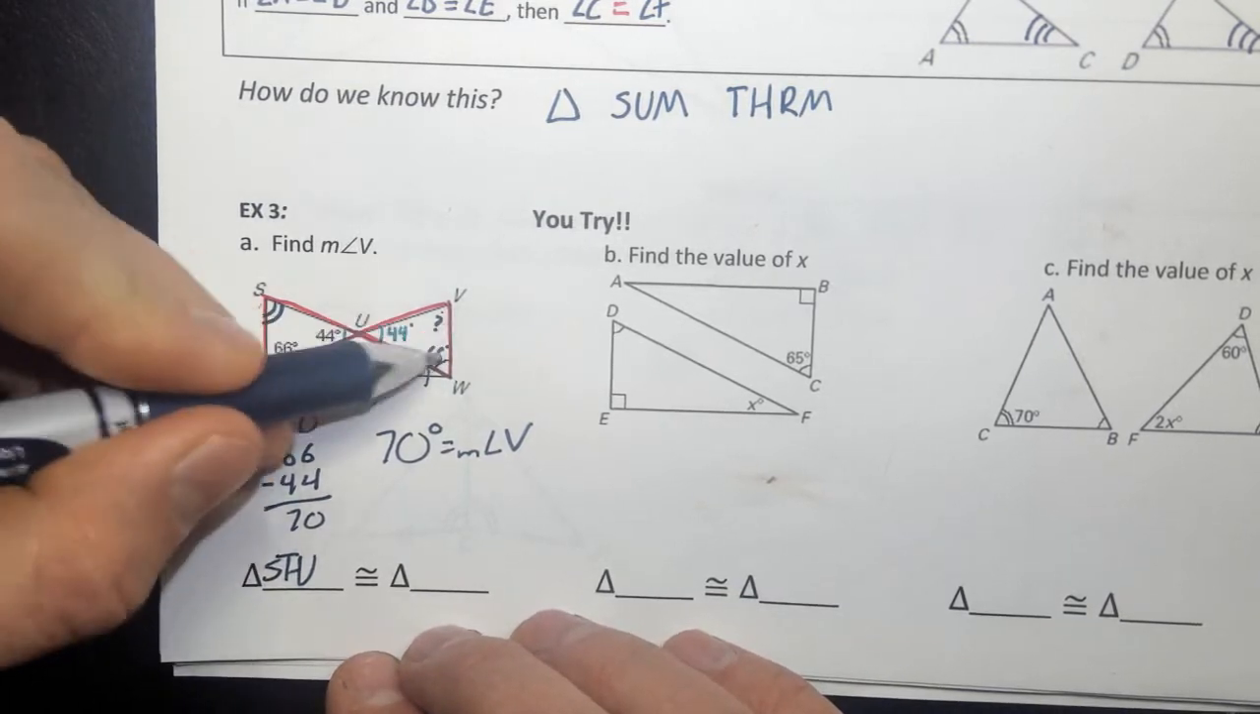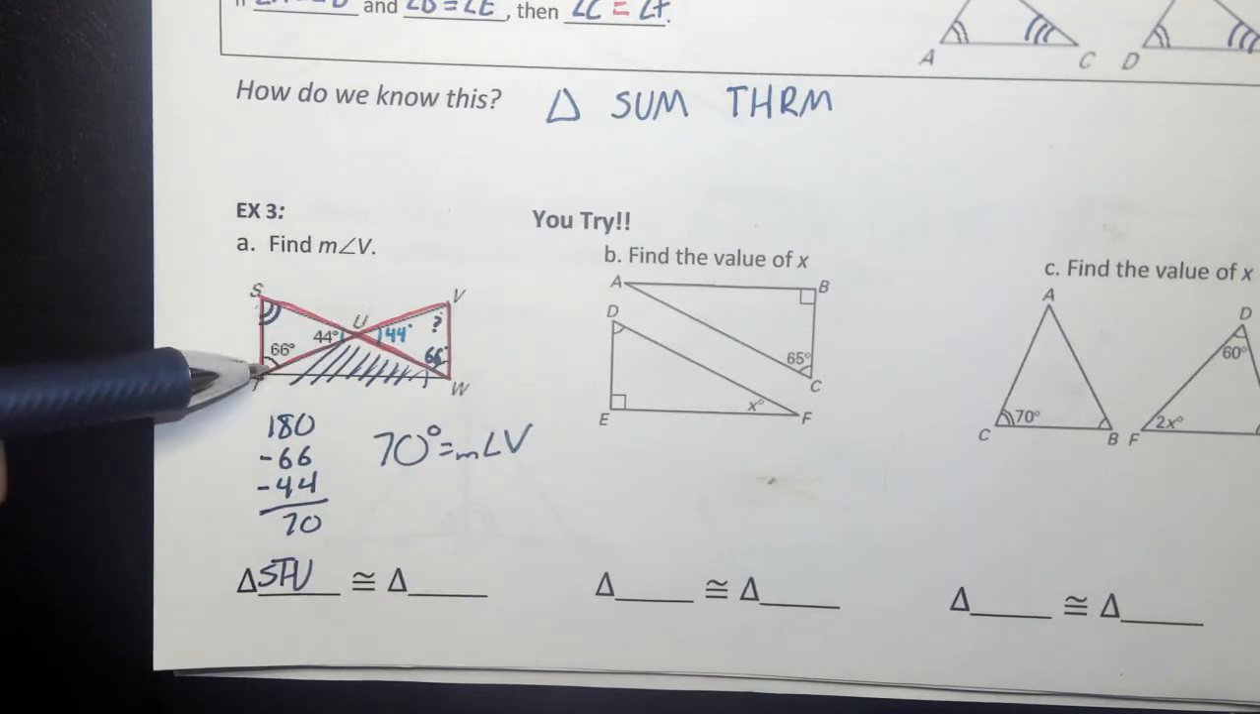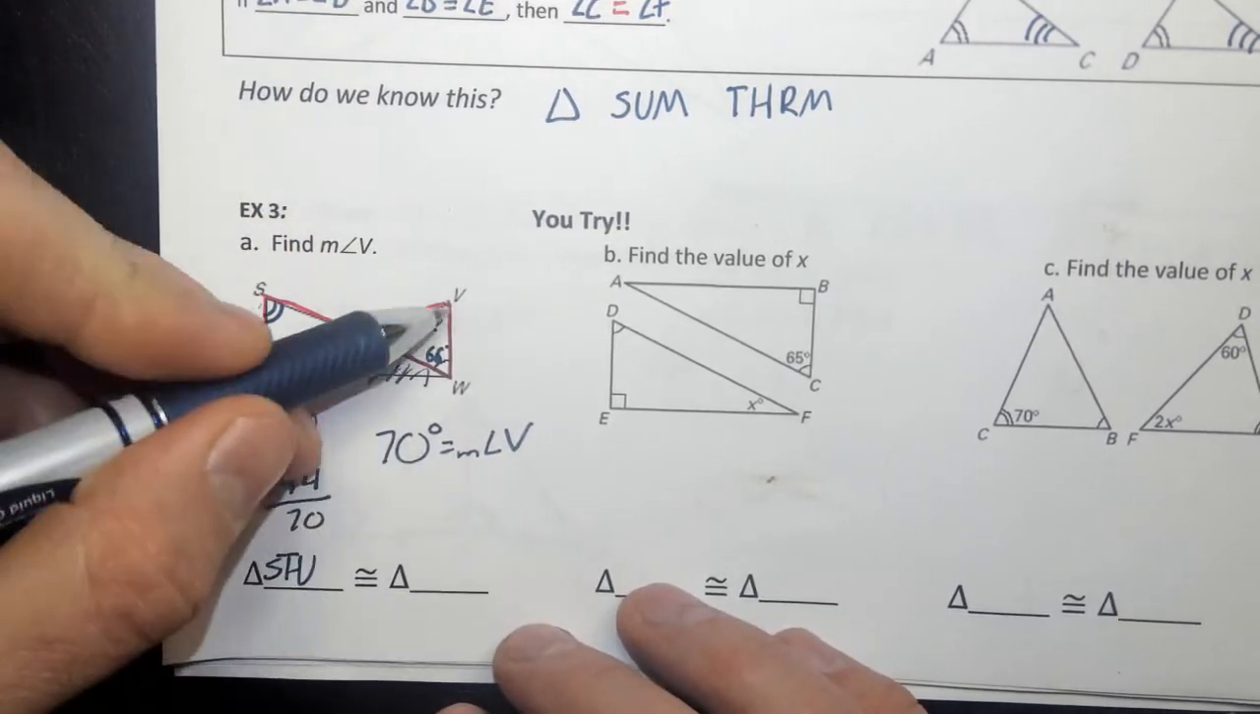And when I would name my second one, I would want to name it in that same order. So you would want to stick with that newest angle first, then you would want to drop down to the 66, and then end on the 44. So I would call this one over here VWU.